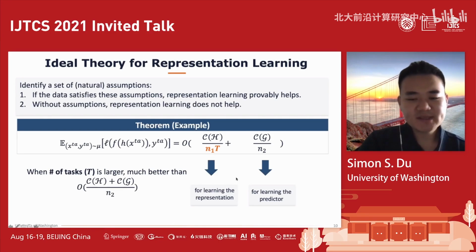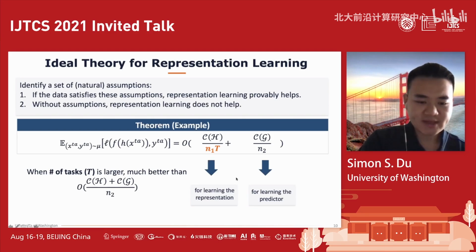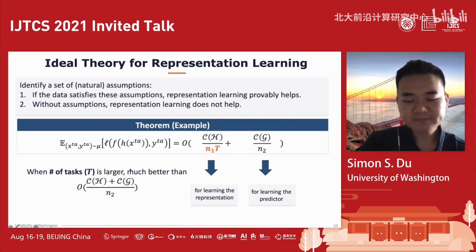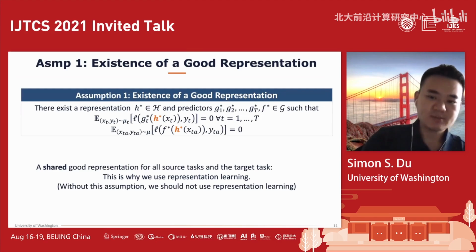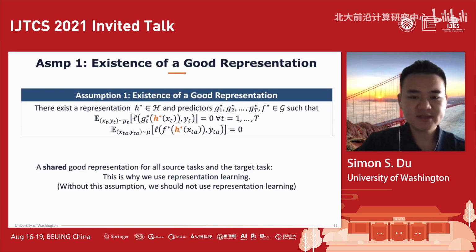You can compare this bound with the bound in the previous slide, which is CH plus CG over N2. You can see here, if N1T is much bigger than N2, we have a much better bound than standard statistical learning theory suggests. In the following, we'll discuss when we can have this ideal bound, what these natural assumptions are, and when they are necessary.